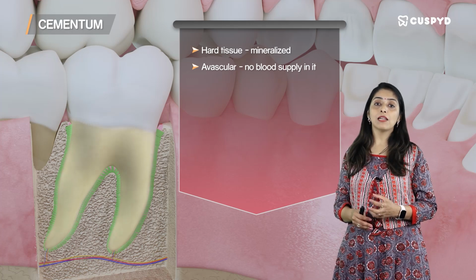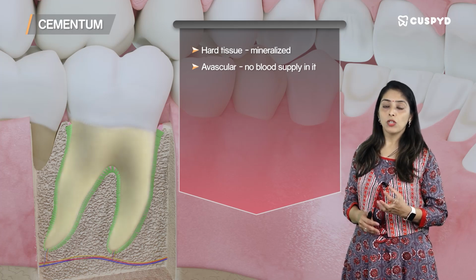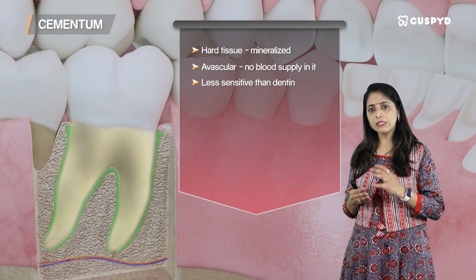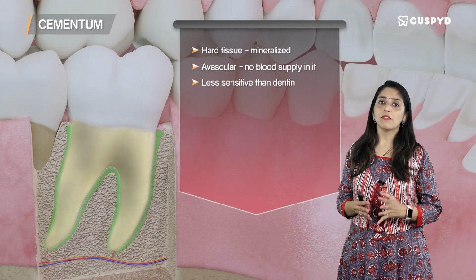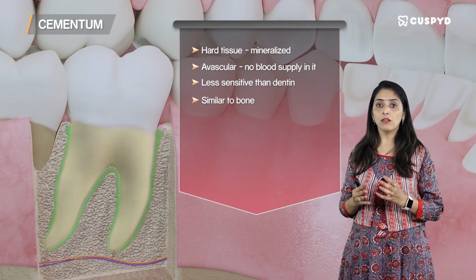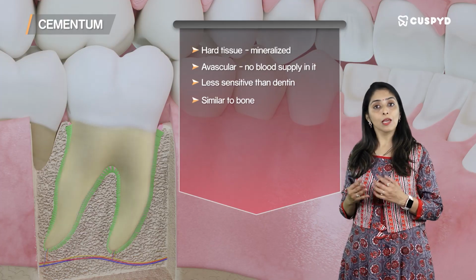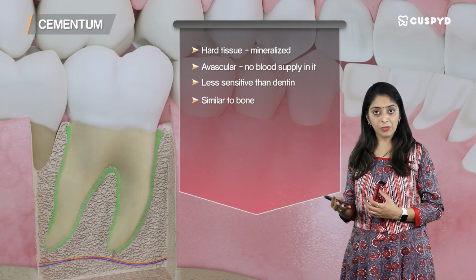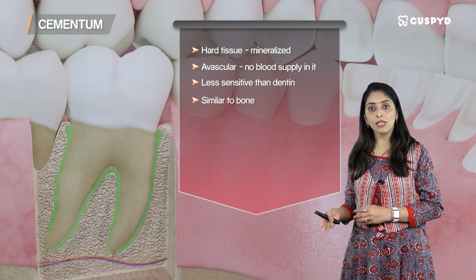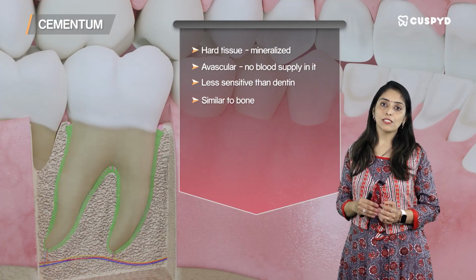Dentine, on the other hand, is a viable tissue. So dentine is more sensitive. Cementum relatively is less sensitive and is avascular. It is quite similar to bone. If you look at the appearance and the chemical composition of cementum, it is quite similar to that of bone, but cementum is avascular, whereas bone is vascular.